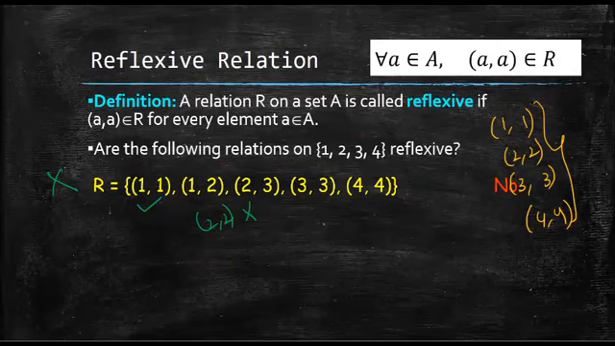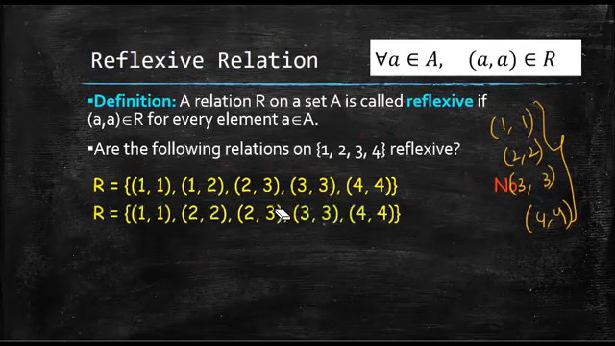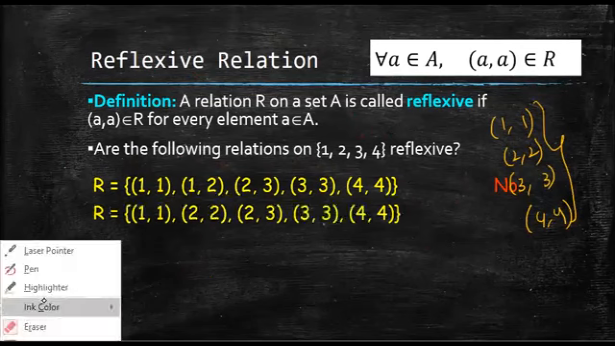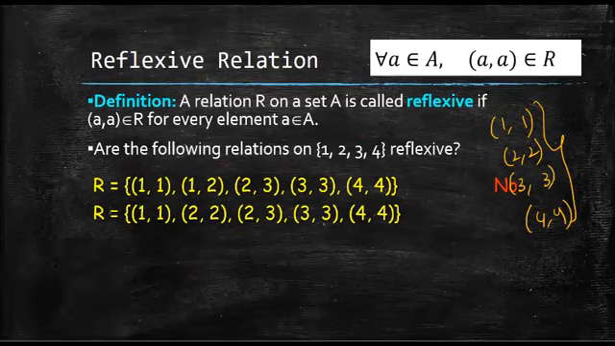Now after that, let's see another relation, whether it is reflexive or not. So this relation has 1, 1, it has 2, 2, it has 2, 3, okay, but it has 3, 3 and 4, 4. Even though it has 2, 3, apart from that, it has all these ordered pairs A comma A, then this is a reflexive relation. So this can be called a reflexive relation.